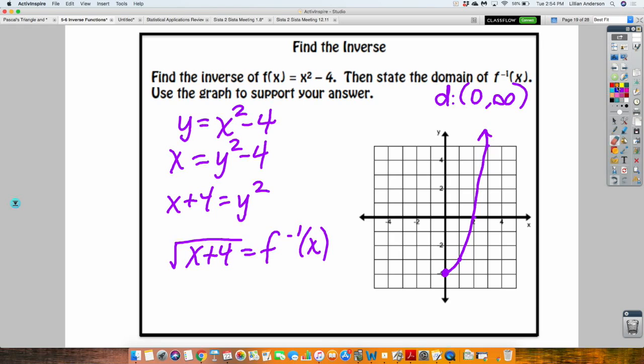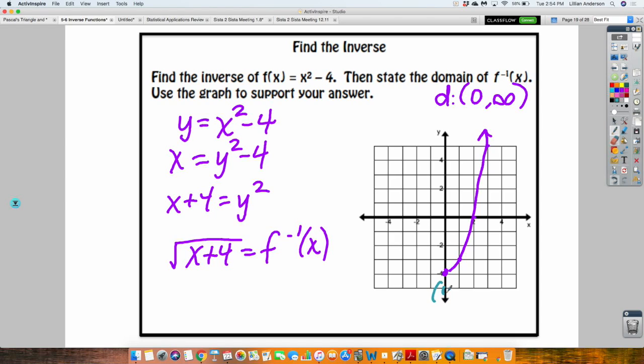This is the equation. This is the inverse. But I still have to state the domain of my inverse, and on top of that, I'm going to graph it. I'm going to use the graph to show what the domain is. Okay? So, inverse is nothing but switching x and y. I can make a table of values to graph the square root of x plus 4.